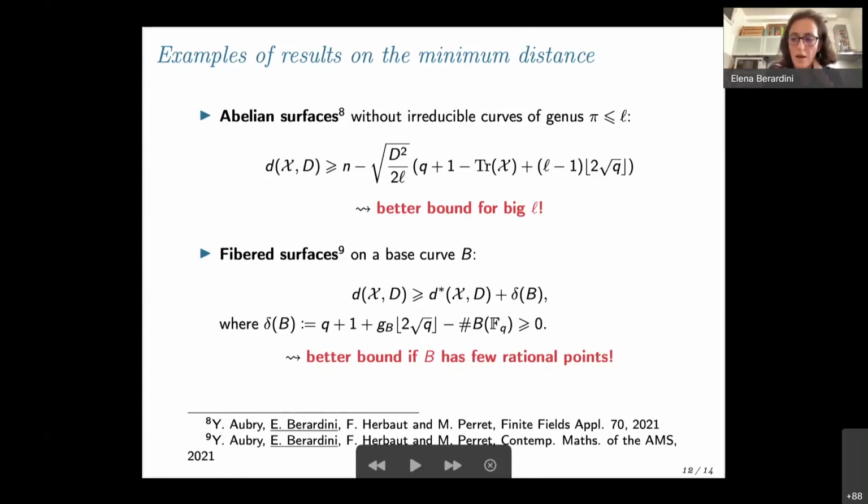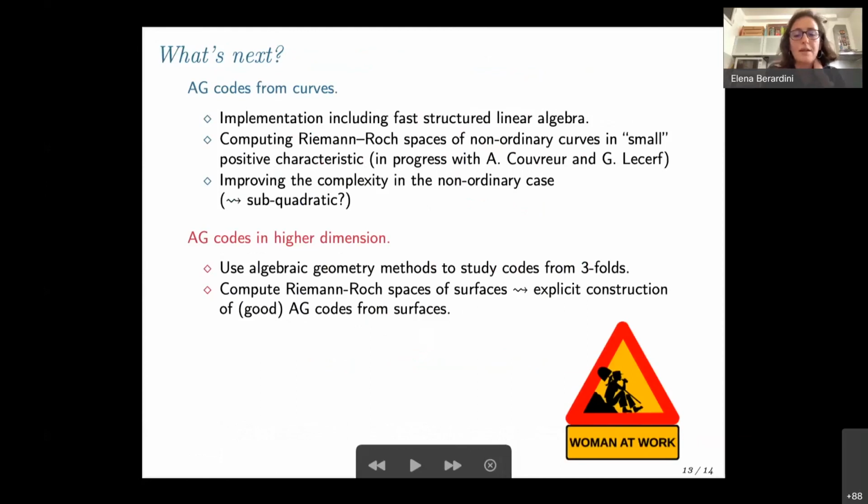And so what is left to do, what's next: in the case of curves, we are going to implement the algorithm for the computation of Riemann-Roch spaces of curves, and we will extend our work to the case of finite fields of small positive characteristic, because what we have done till now is on fields of larger characteristic. And concerning AG codes in higher dimension, one interesting thing to do will be to study codes from threefolds, so see how we can use tools from algebraic geometry for this course and for computing Riemann-Roch spaces of surfaces. And I stop here and I thank you for your attention.